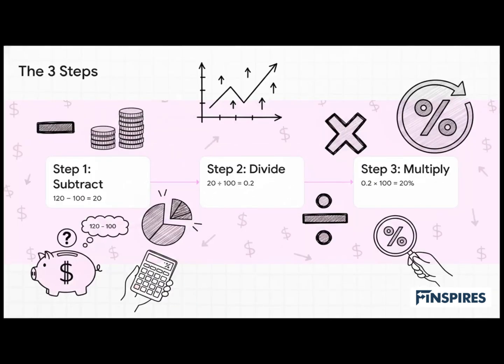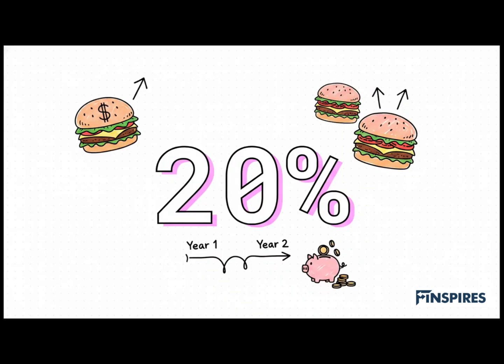It really just breaks down into 3 easy steps. First, we find the difference. So 120 minus 100, that's 20. Simple enough. Next, we divide that number by the original price. So 20 divided by 100 is 0.2. And finally, we just turn that decimal into a percentage by multiplying by 100. So 0.2 times 100 gives us 20%. And that's it. You've done it. The price of that burger went up by 20% in just 1 year. You just calculated your very first inflation rate.